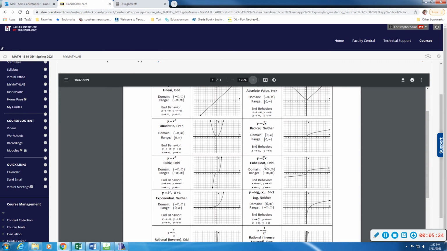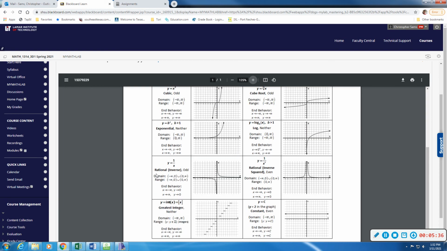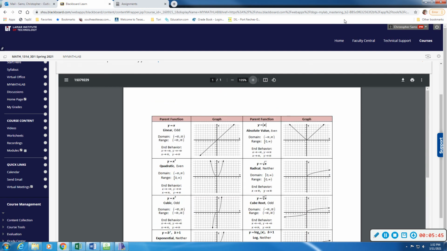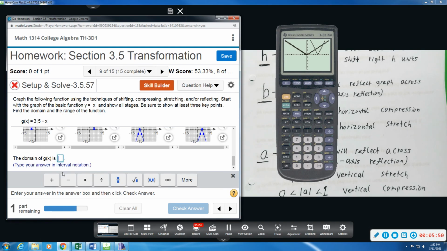Cube root, all real. We have, this is exponential, but it's all real. Logarithm is restricted, okay? And then when we have these fractions, domain is different than all real when we got these fractions. And everything else is just generally all real. So that's what you want to keep your focus on. So our domain will be all real. So negative infinity to positive infinity.